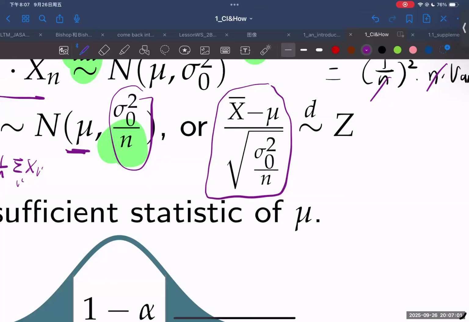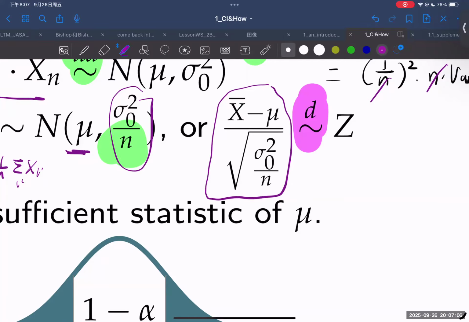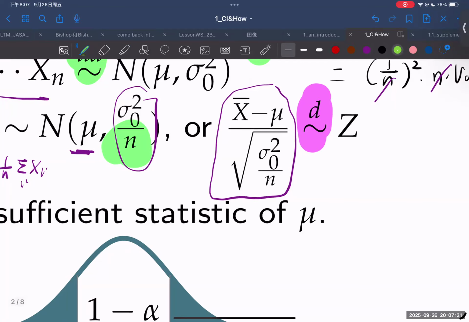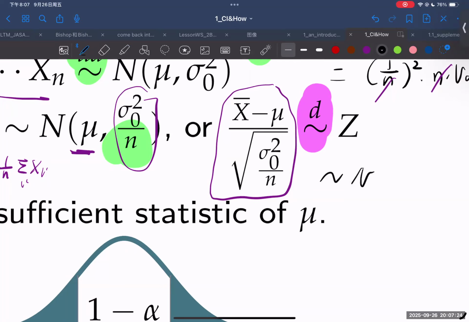For this standardization procedure, we use this notation, which we call equal in distribution. What does equal in distribution mean? It means both of them follow the same distribution. For example, in such a situation, the distribution would be N(0, 1), the standard normal. This tilde D just means in distribution they are identical.